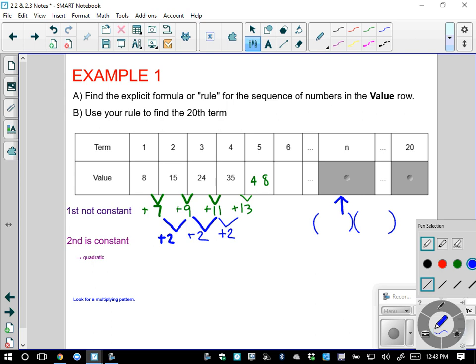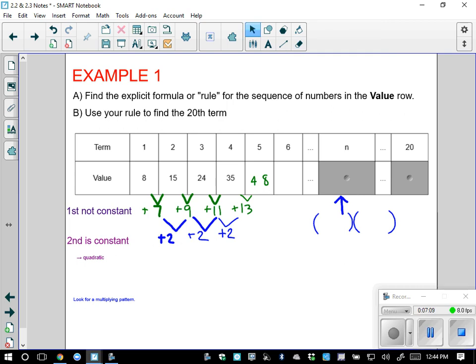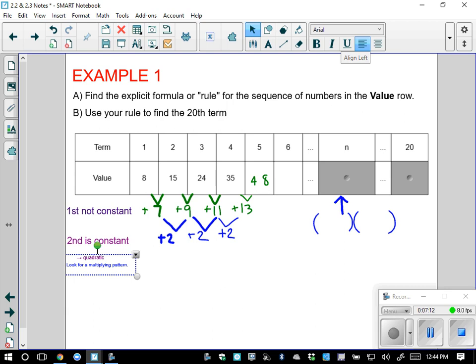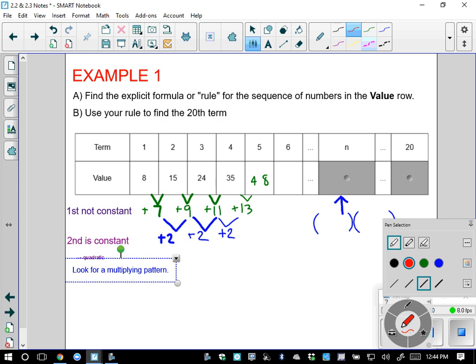So for example, like 2n plus 3 times n plus 1, that's a linear pattern, and that's a linear pattern, but when you multiply them together, you get a quadratic pattern. And we're going to learn how to do that. So anytime the second difference is constant, you have a quadratic pattern, and what you're going to do is look for a multiplying pattern. So remember, at first, this is going to be maybe hard to understand. So just kind of take it all in, and you can ask questions tomorrow.